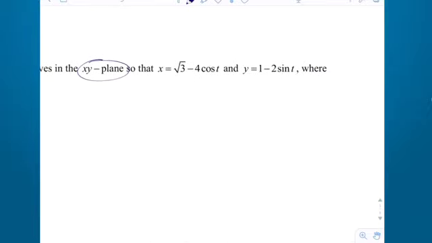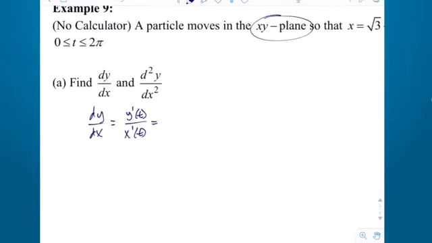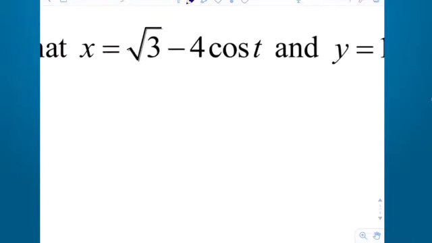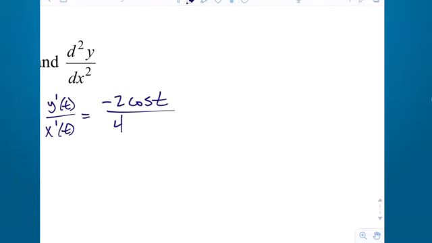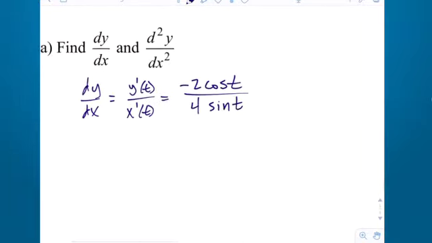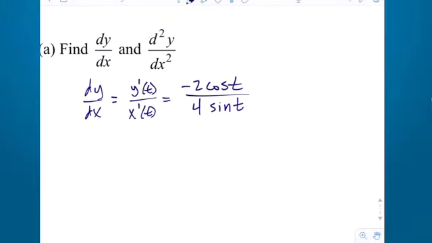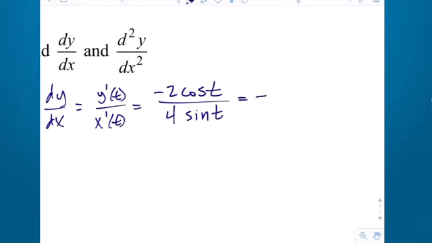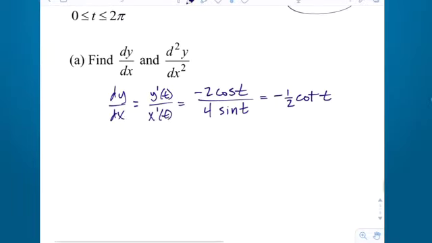Y prime is going to be -2 cosine. And x prime is going to be +4 sine. Now that probably wouldn't be an answer choice because I think that simplifies pretty nice. That simplifies to -1/2, and of course, what's cosine t over sine t? Cotangent, yeah, cotangent of t. So that is going to be the equation that gives you the slope of the tangent line, the vertical with respect to the horizontal, not with respect to time. But notice it still is a function of t.